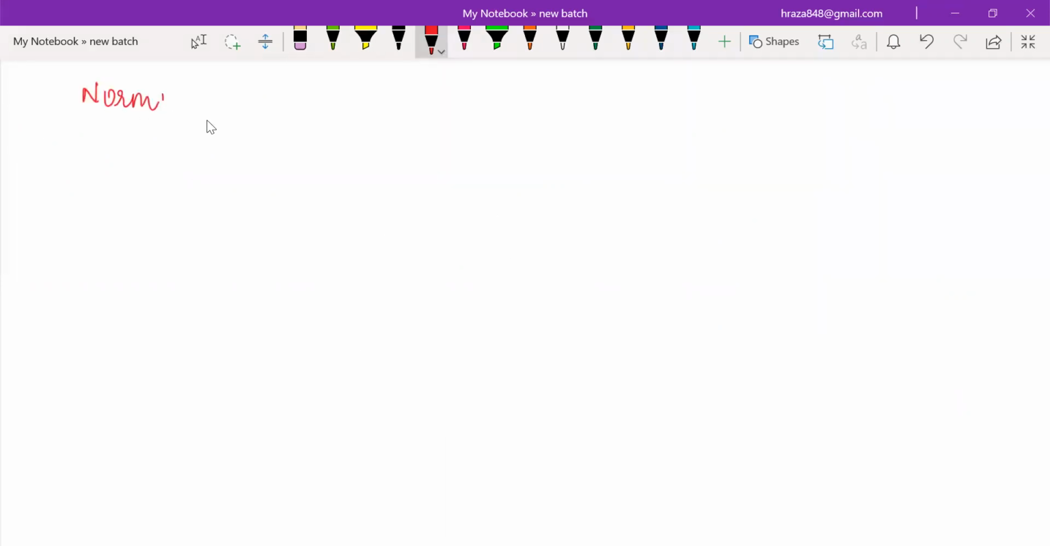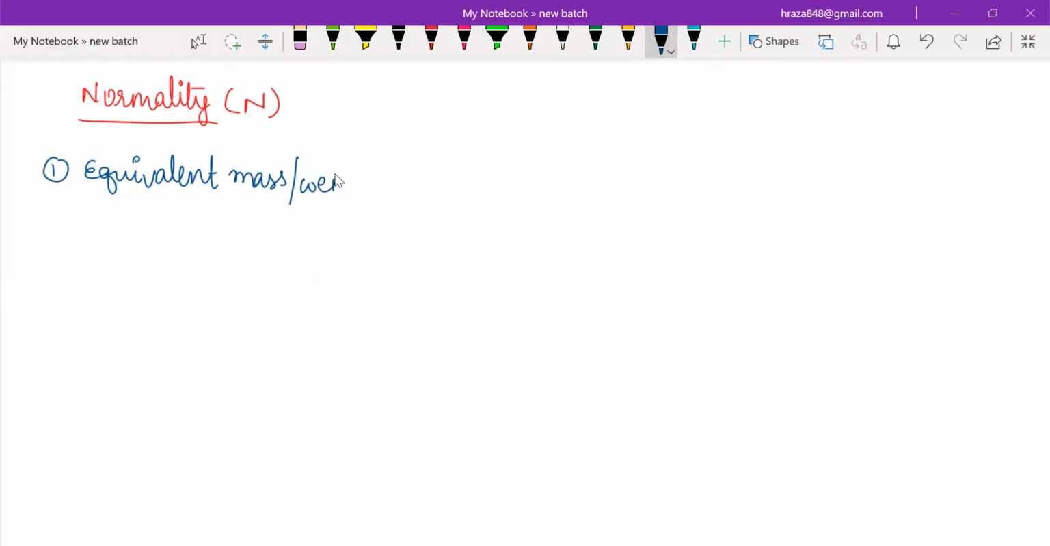Is my voice clear now? Yes, sir. Now see, normality is another type of concentration term. And before normality, we need to understand two terms. The first one is equivalent mass. This is very important to understand: equivalent weight or equivalent mass, both are the same. It has a formula: equivalent mass is equal to molar mass upon X.